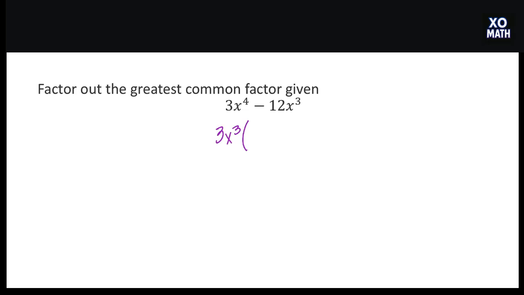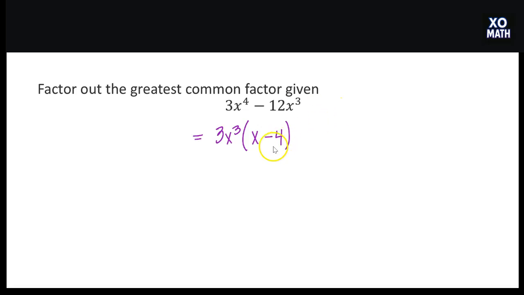And now we have to figure out what's left over. Here, I'm going to divide out the 3, so just a 1 is going to be left over. And if I divide out x cubed from x to the fourth, there's 1 copy of x remaining. So I have just an x from the first term. And from the second term, 3 divided into negative 12 is going to be negative 4. And I've divided out all of x to the third. So just x minus 4 is what's left over.